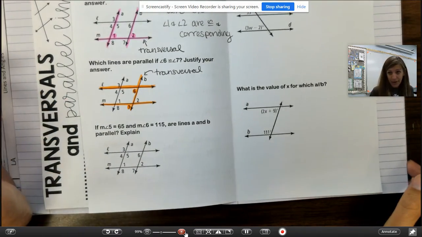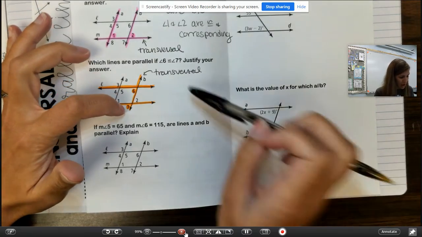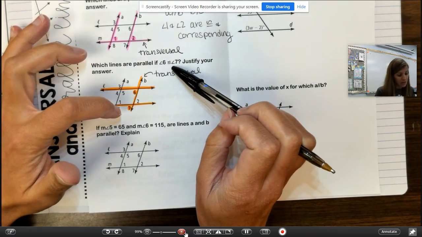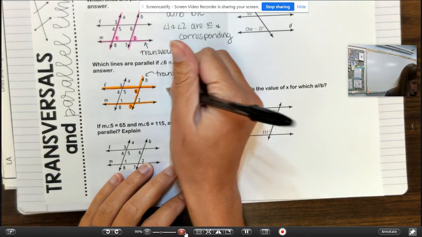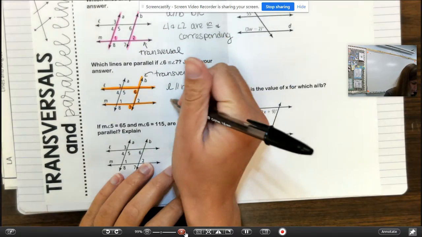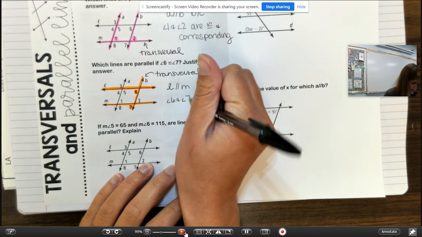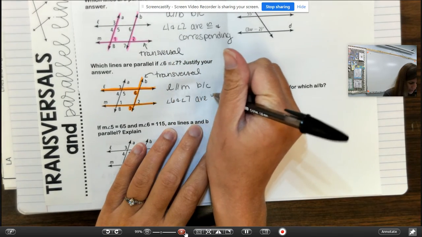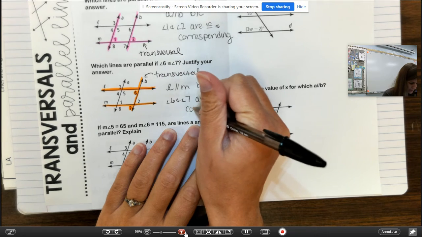And they are parallel because 6 and 7 are congruent. They told me so, and they're corresponding. So L would be parallel to M because angle 6 and angle 7 are congruent and corresponding.